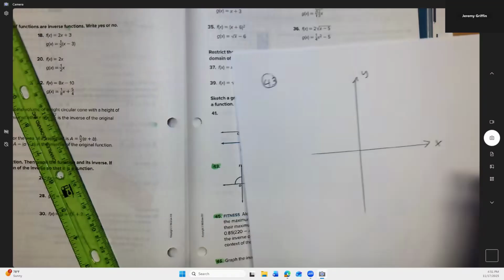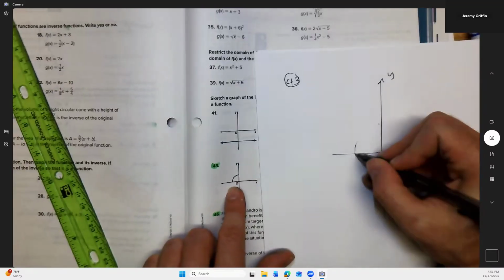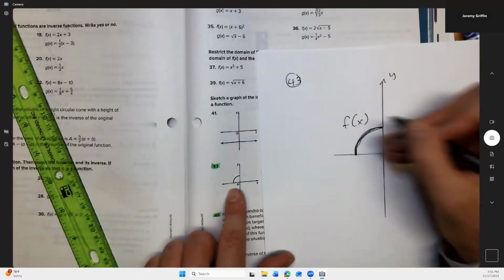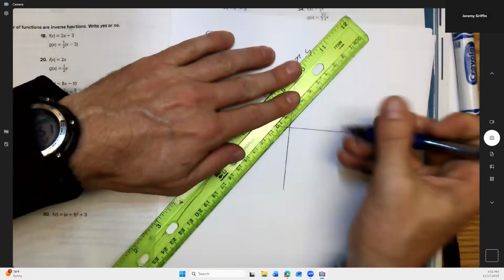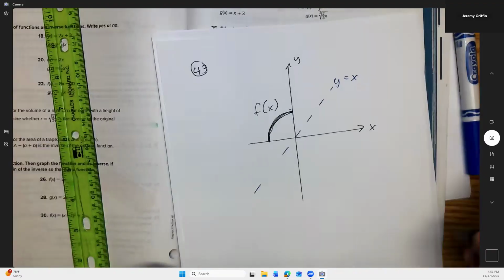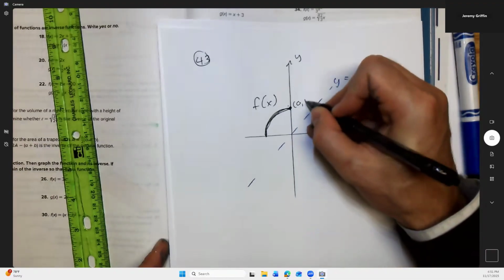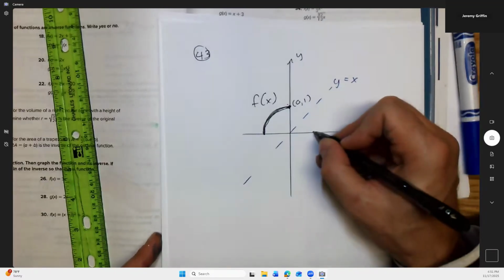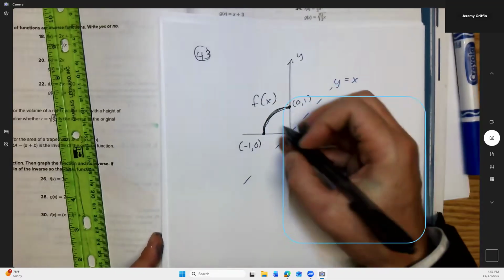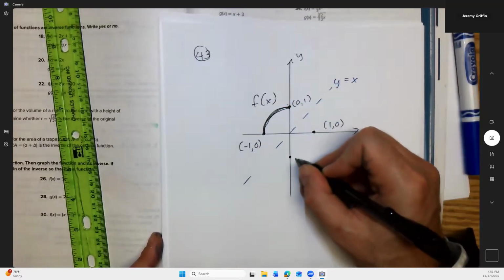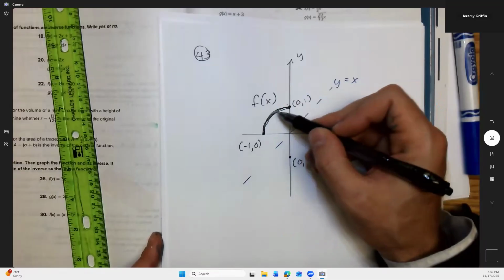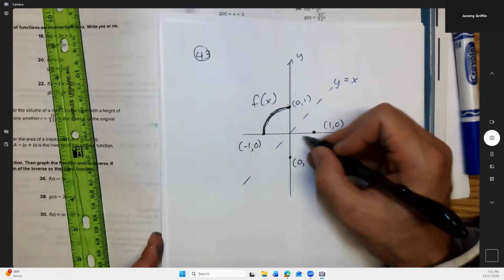So 43, the original function is basically a quarter of a circle. I'll blow it up a little bit bigger. If this is your f of x, then I know the inverse would just reflect over this line, or you could reflect it point by point. If this is the point 0, 1, the inverse would be the point 1, 0, which would be right here. If this is the point -1, 0, the inverse would be 0, -1. And for the point -0.7, 0.7, the inverse 0.7, -0.7 is right here.